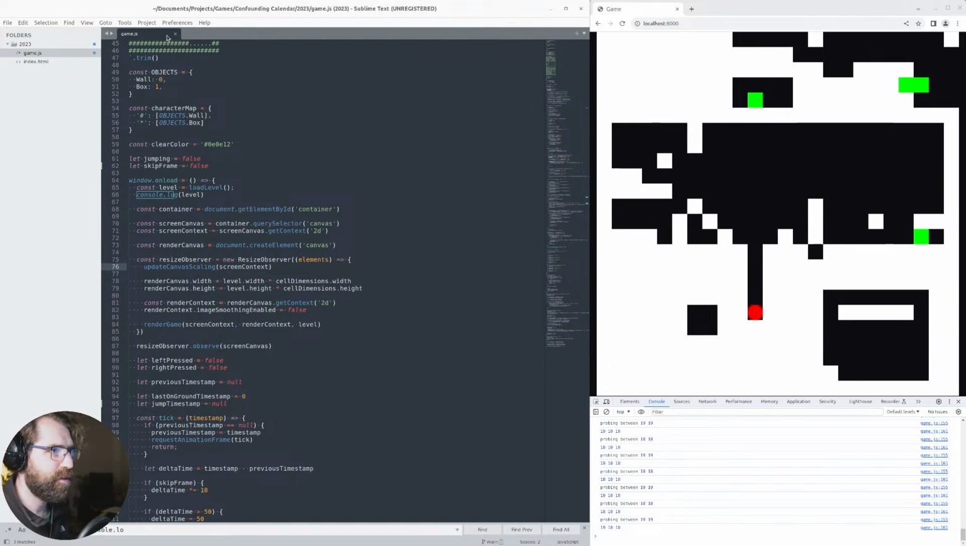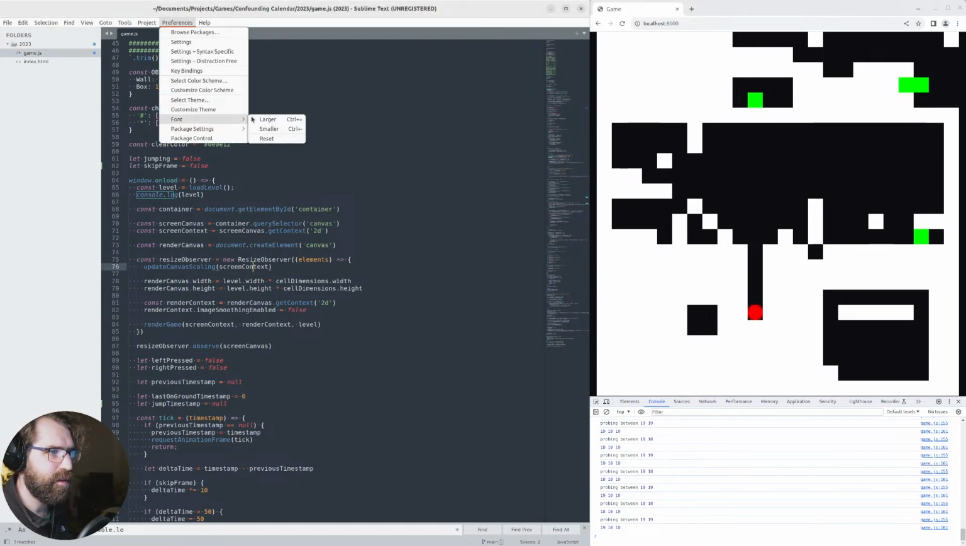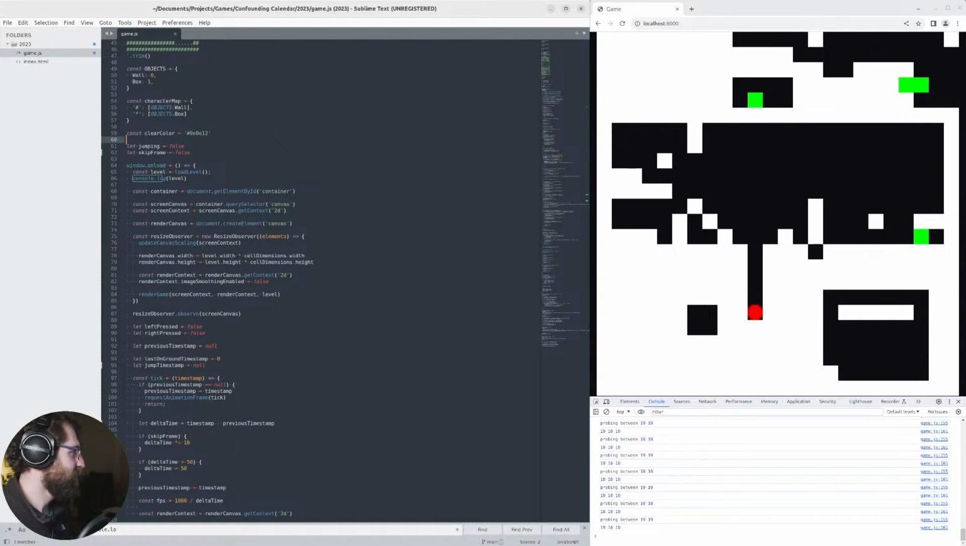Preferences menu, font resets. Preferences menu, font. There we go. No, Sublime just doesn't support Control 0 for whatever reason. Okay, so what? And how? It's really weird. Okay, there we go. I have to start skipping frames at a certain point. I'm ending up there. Okay, so let's figure that out.